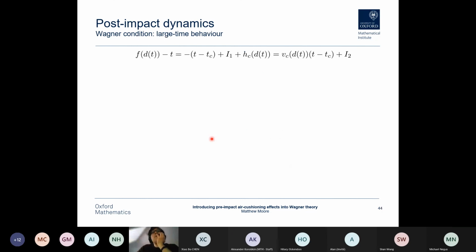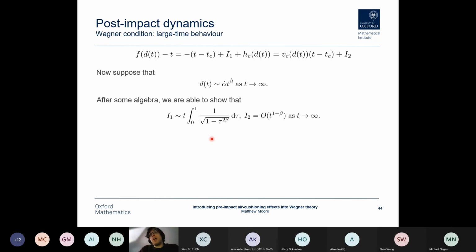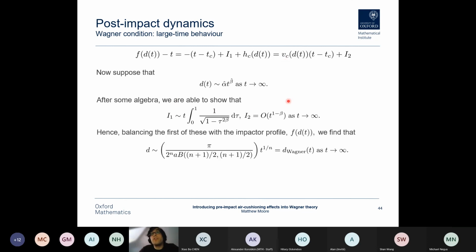So we can do the same thing, but look instead for large time. So now look at t goes to infinity. And now you can see that, in fact, the first integral is much larger than the second integral. And if you balance the appropriate terms in the Wagner condition, so these two terms, you actually retrieve the Wagner solution as t goes to infinity.